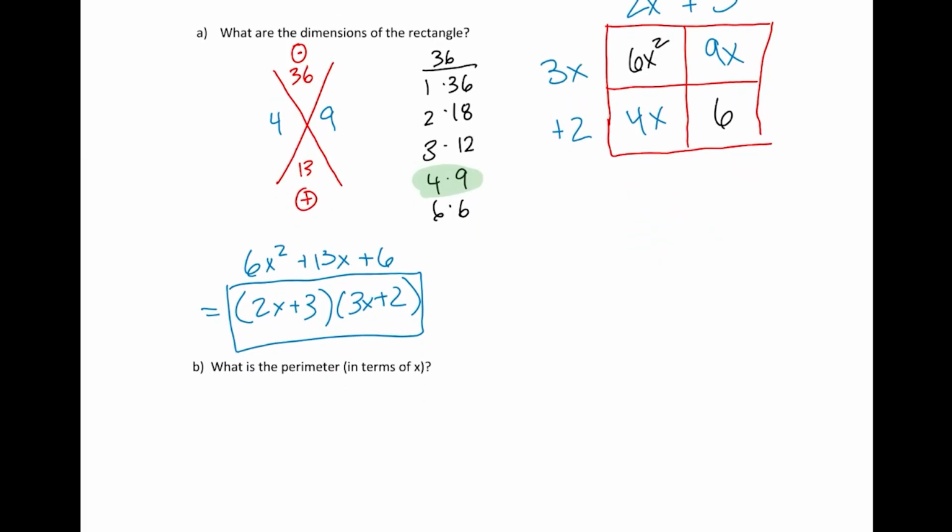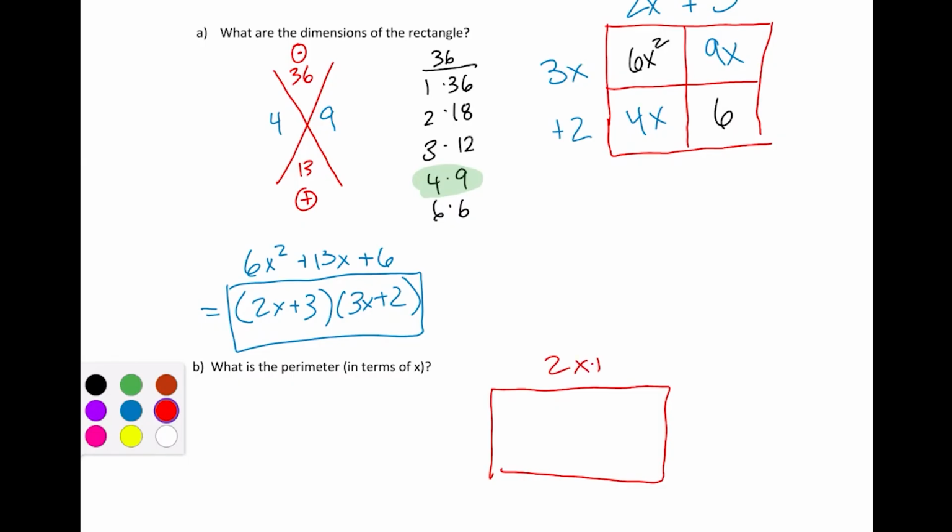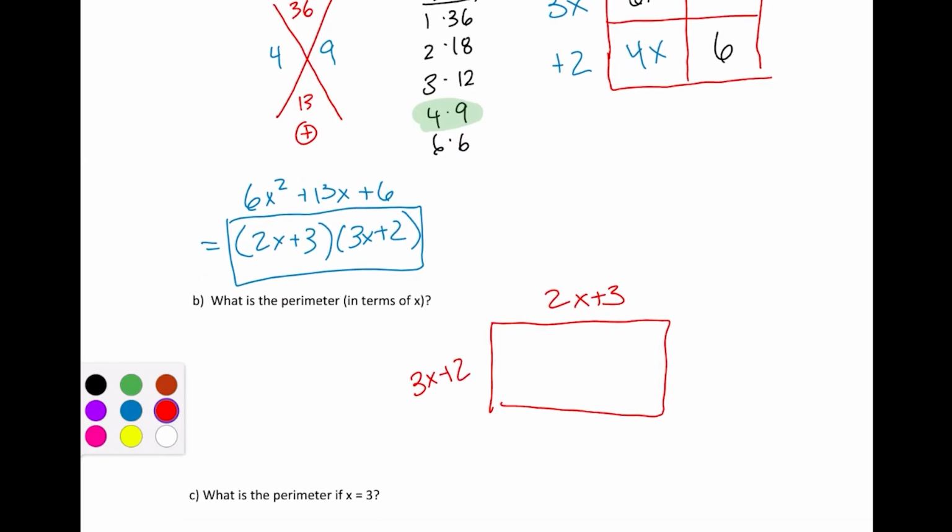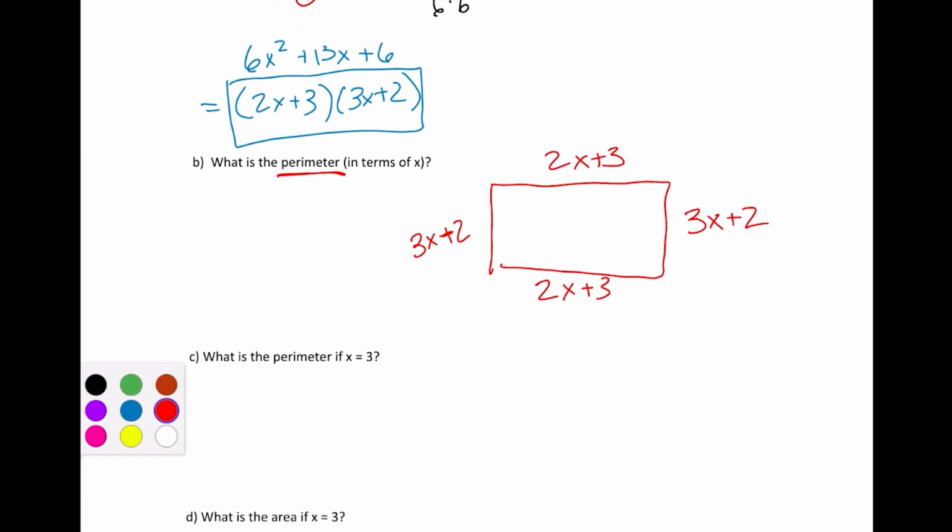Well, if we have a rectangle, and we already found what the dimensions are, we know that the top is 2x plus 3, and the side is 3x plus 2. A rectangle has congruent sides that are opposite of each other, which means this other side over here is 3x plus 2, and then the bottom side's also 2x plus 3. Perimeter means we want to add up all of the sides. So we have 2x plus 3 plus another 2x plus 3 plus a 3x plus 2 plus another 3x plus 2.